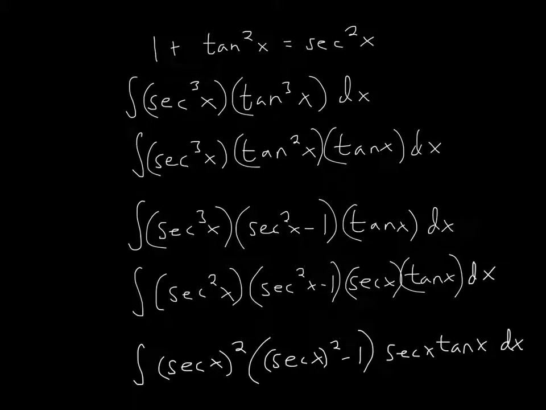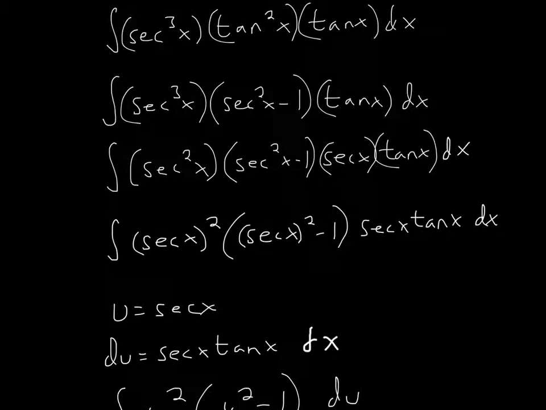Now I can do a similar thing with secant cubed x. I can make secant cubed x into secant squared x and then secant x, because if I multiplied secant x times secant squared x, that would get me secant cubed x. Now I'm just going to rewrite it a little bit to help show you what I'm doing better. So secant squared x is the exact same thing as secant x squared. These two mean exactly the same thing, okay?